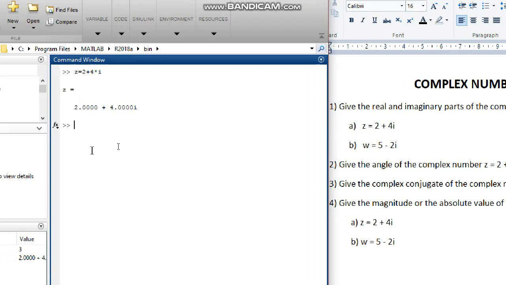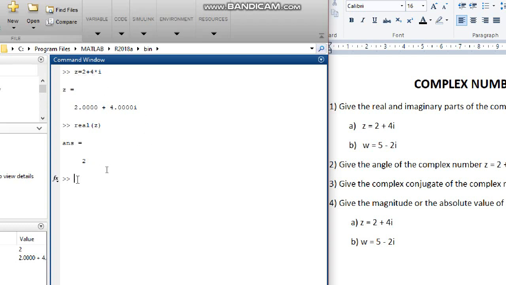So I've defined my z. To find the real part of a complex number, you simply type in real of that complex number. So real of z is going to give the real part of my z. If I hit enter, it returns a 2, which is the real part of this z, because z is 2 plus 4i. 2 is the real part, 4 is the imaginary part.